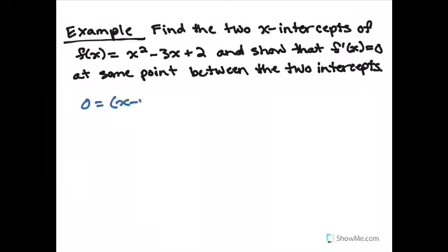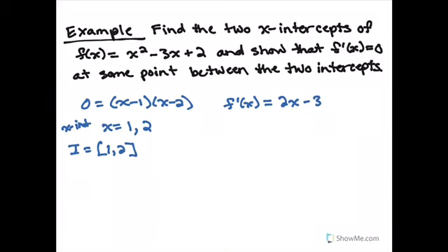So then we're saying that the derivative will equal 0 at the point we're looking for. So I need to take the derivative of this function. Take the derivative of x squared, I get 2x. Negative 3x gives me minus 3, and the derivative of 2 is 0. So we set this equal to 0. Solve for x. I add 3 to both sides and divide by 2. I get x equals 3/2, which is the same thing as 1.5, right? Which is right in the middle of the interval. So that's the value I'm looking for.